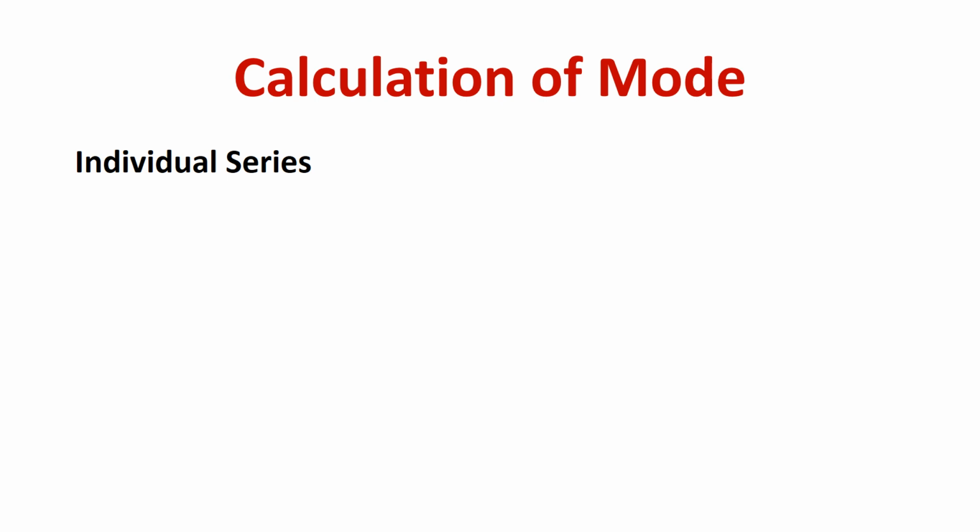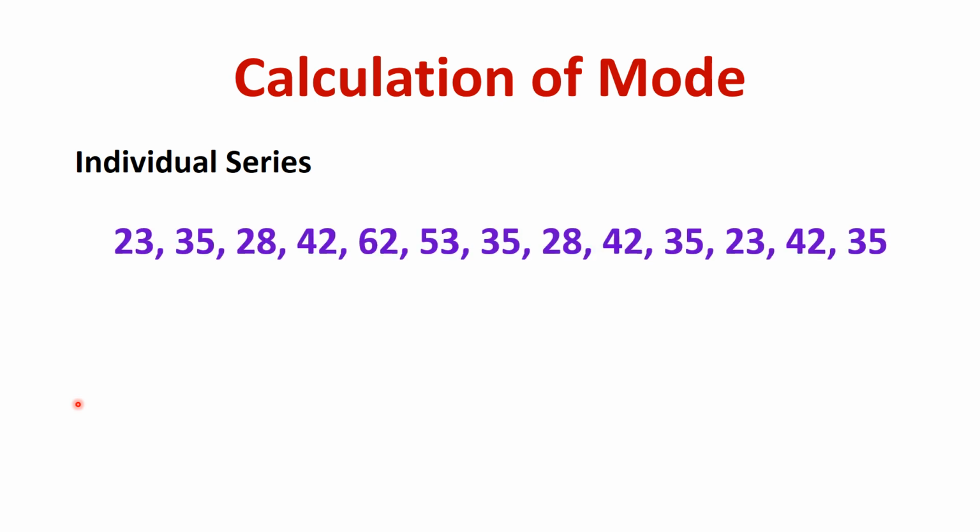First of all, the individual series. In the case of an individual series, by observation itself, we can find the mode. So in the case of these values, by observation, we can find that 35 has occurred 4 times. No other values have occurred these many times. See, another value is there, 42. This is the first occurrence, the second occurrence, the third occurrence. So 42 has occurred 3 times.